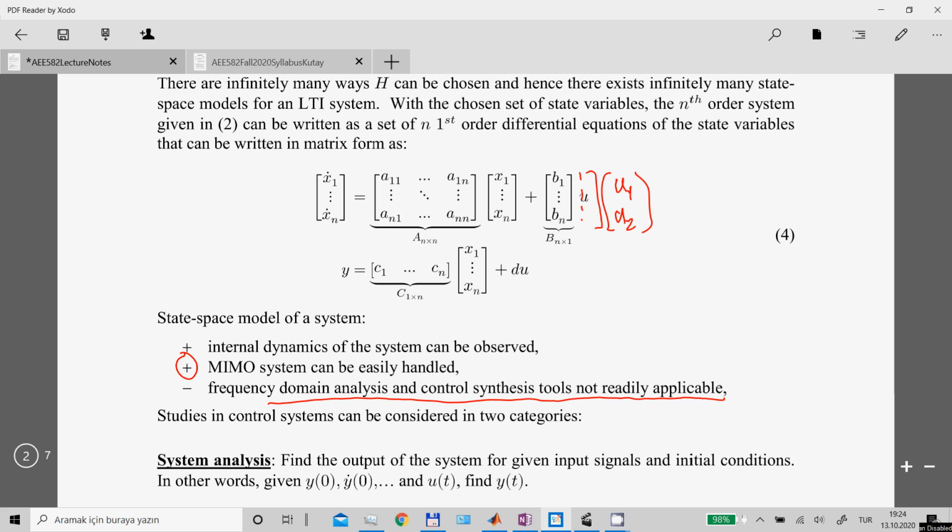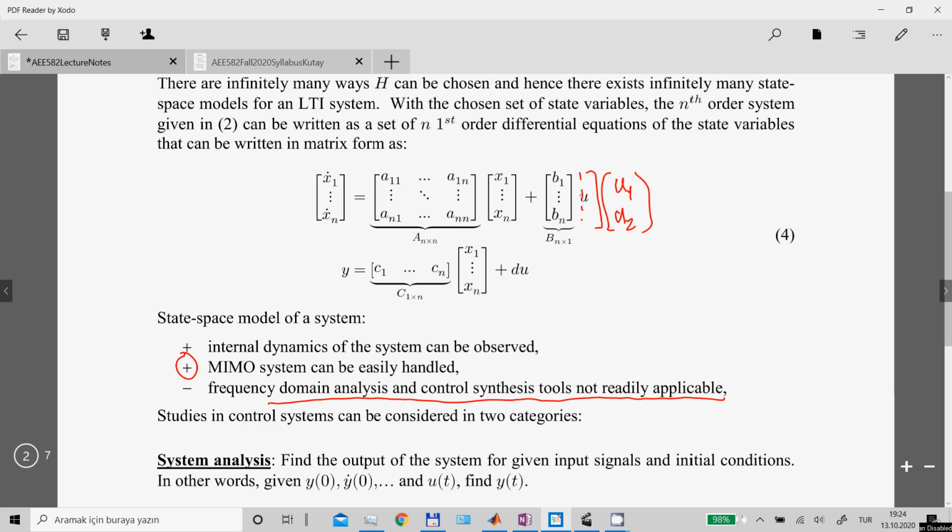So once you have a model, the things that we do with that model can be categorized into two groups. Well, first, by using that model, we can do system analysis. So in system analysis, we find the output of the system for given input signals and initial conditions. So in other words, if you know the initial conditions of your system and you know what the input signal is, by using this information and the mathematical model of your system, you solve the mathematical model and then find what the output of the system will be. We call this system analysis.